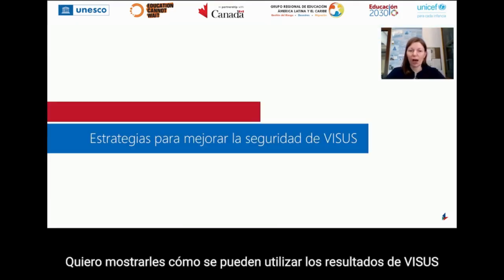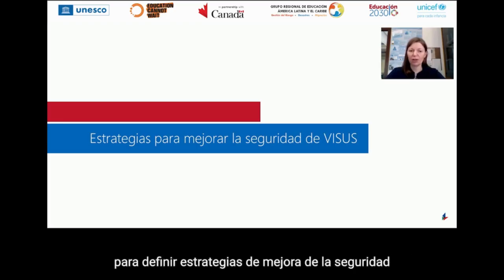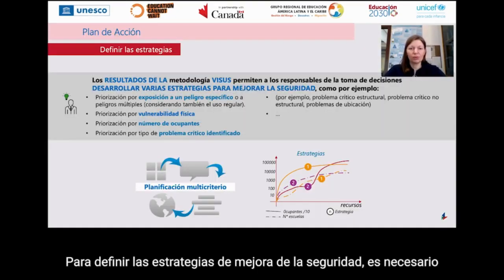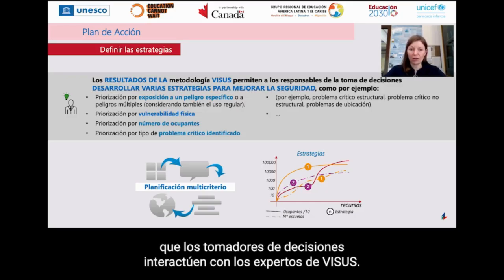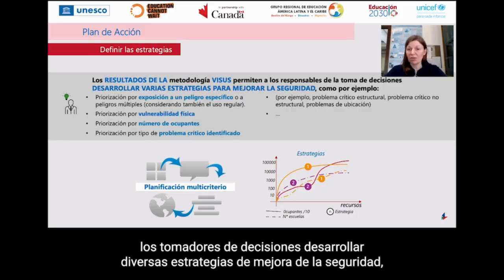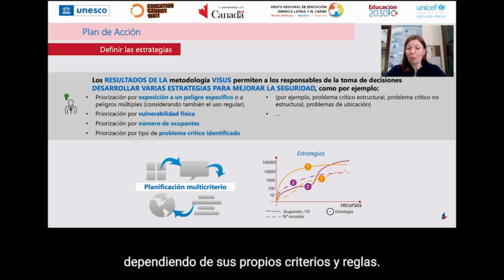I want to show you how the VISUS outcomes can be used in order to define safety upgrading strategies according to decision makers' rules and criteria. In order to define the safety upgrading strategies, it is necessary that decision makers interact with VISUS experts. In fact, the outcomes of the VISUS methodology enable decision makers to develop various safety upgrading strategies, depending on their own criteria and rules.